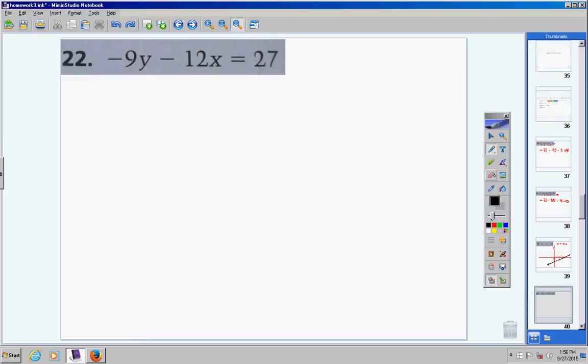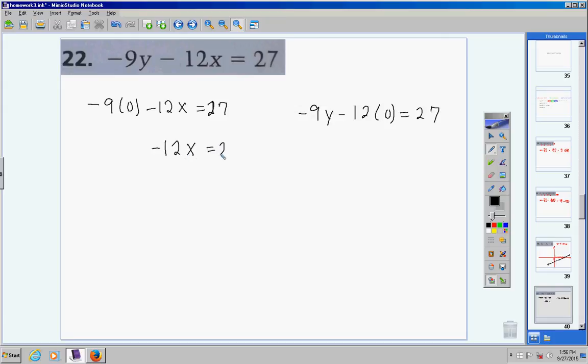Okay, we're going to use the double intercept method again. So where the y is right here, I'm going to substitute 0. And where the x is, I'm going to substitute 0 also. Right here. And now here we go. 9 times 0 is 0. 0 minus 12x equals 27. Divide both sides by 12.